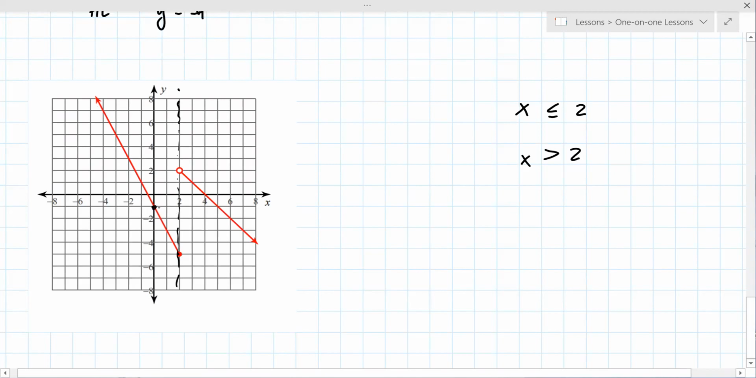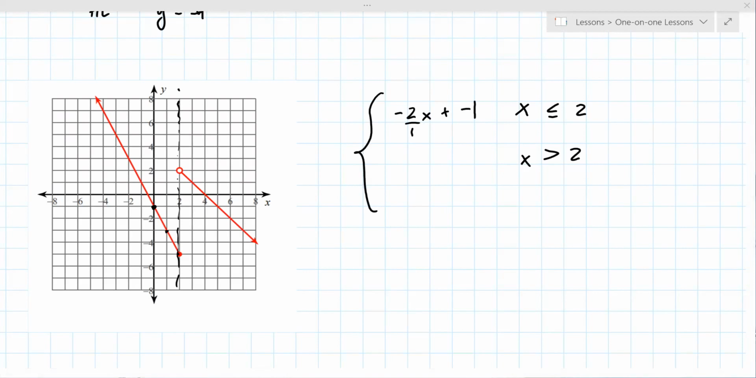You want to find 2 nice points. Okay, down 2, right 1, down 2, right 1. So that's -2x, or -2 over 1x, plus, where does it cross? -1. Okay, now how about the other one?